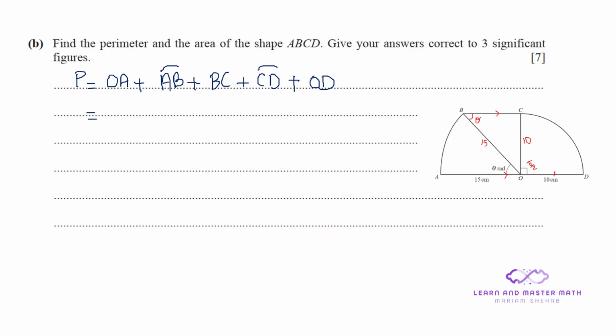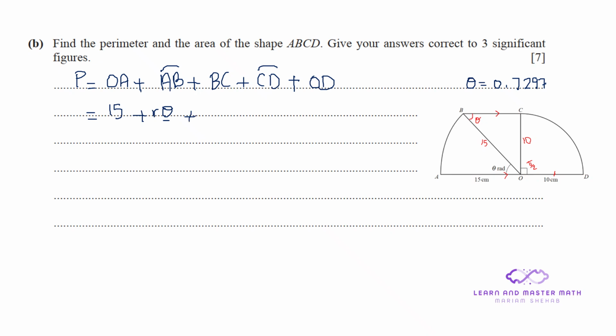OA is equal to 15. Arc AB, we already got theta in the previous part. It was 0.7297. So we can find the arc using the formula r theta. Make sure theta is in radians.